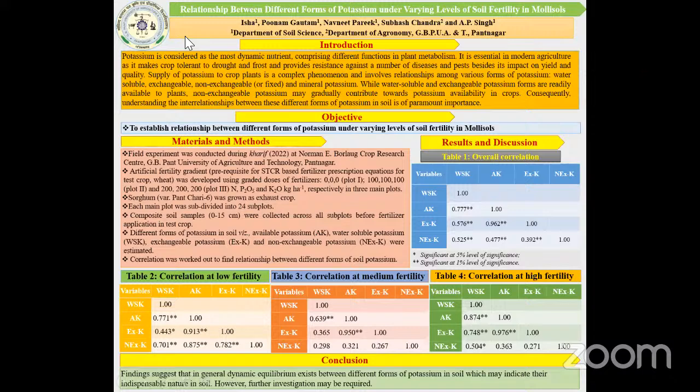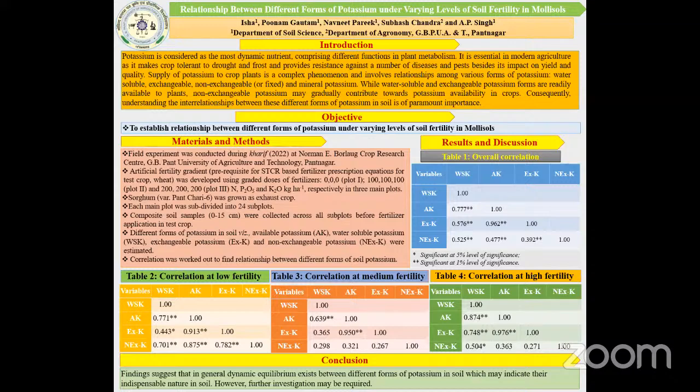Share your nice presentation on potassium levels, different level studies in potassium levels. But what was the initial status of potassium in whatever research you conducted? So initially, the potassium levels in my study were under the medium category. Medium level, okay. But after harvest you can have an estimate. You have to see whether it shifted from medium to a higher range.